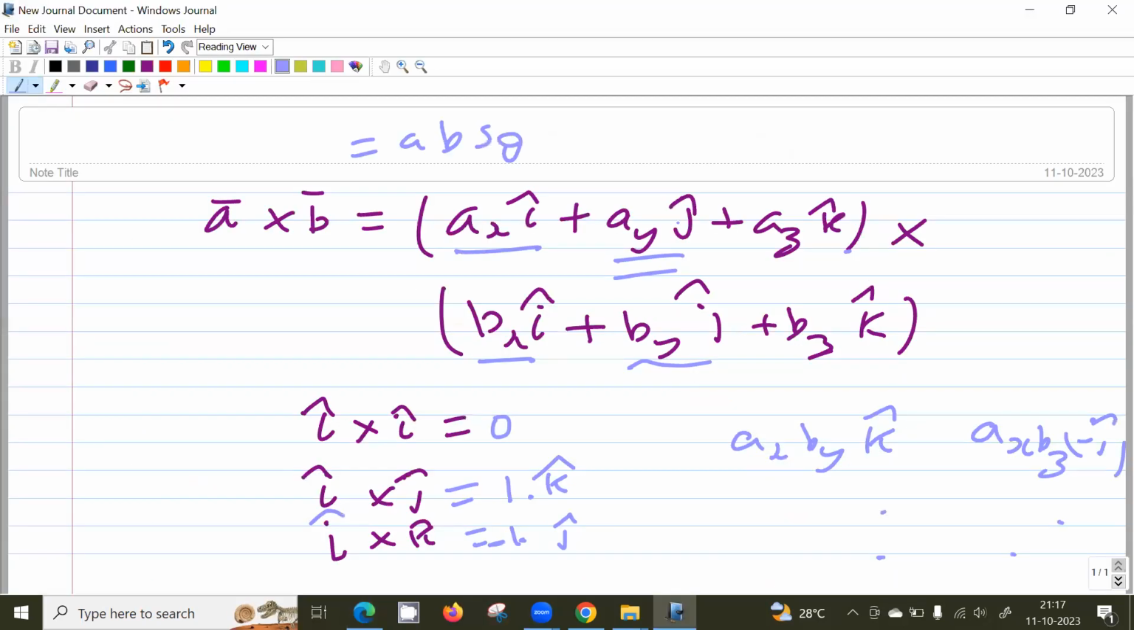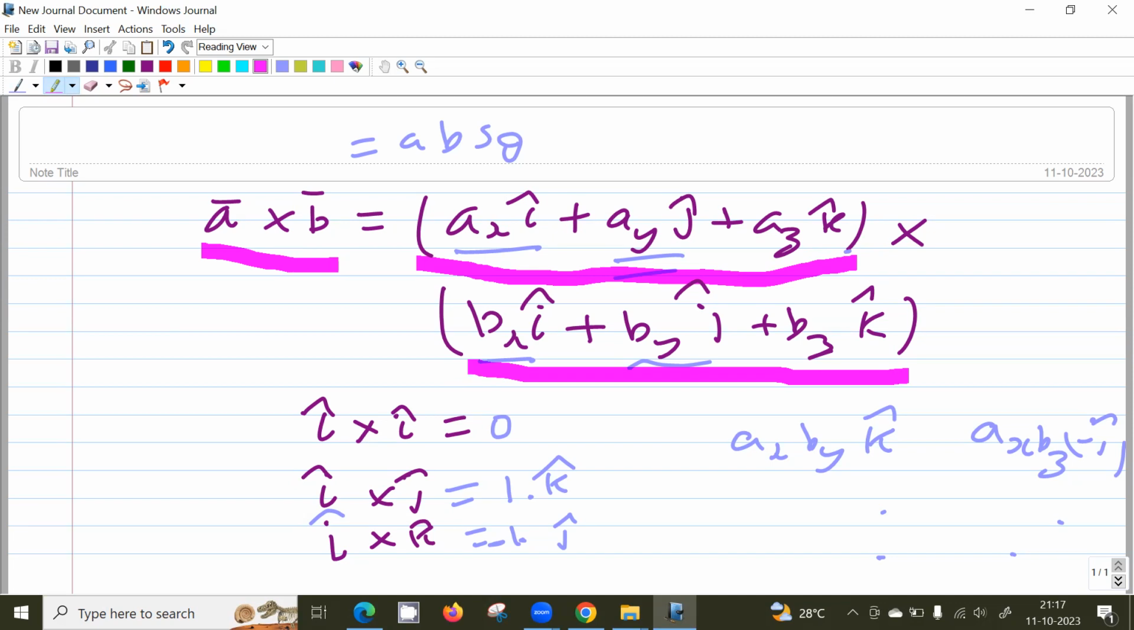Okay, for the people who joined late, there was some doubt about A cross B in terms of determinant form. So A cross B I can write in components: X component, Y component, Z component, with I cap, J cap, K cap, and the second vector B with components Bx, By, Bz. So I can expand this product. I will cross with I, which is 0, and I will cross with J to give me K, and I will cross with K to give me minus J.